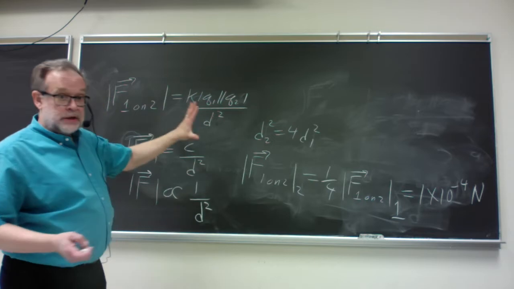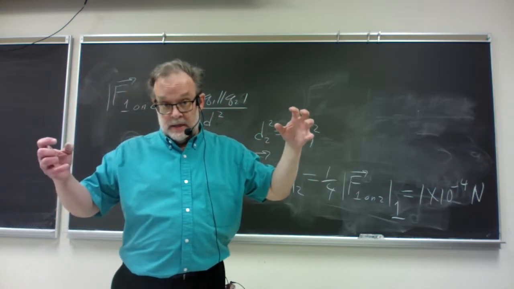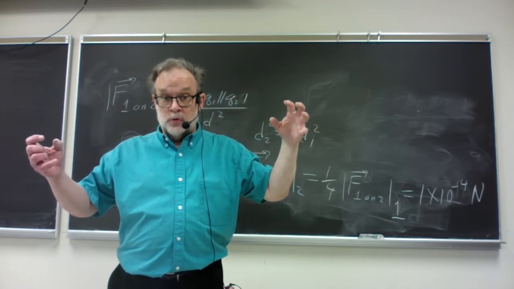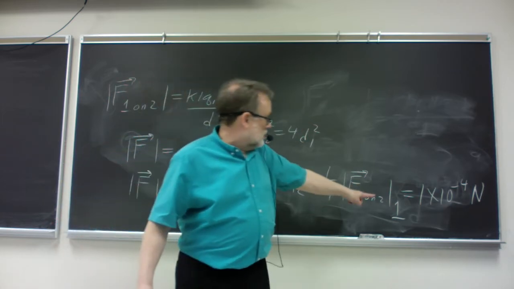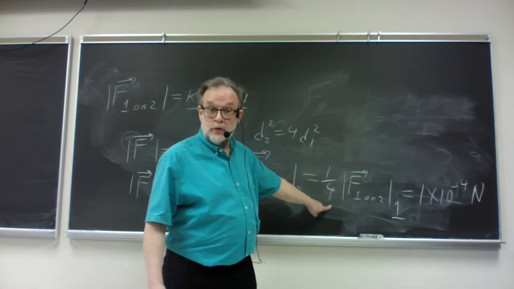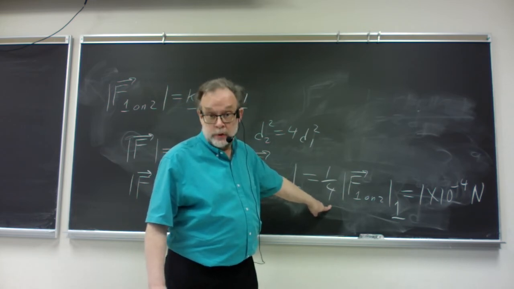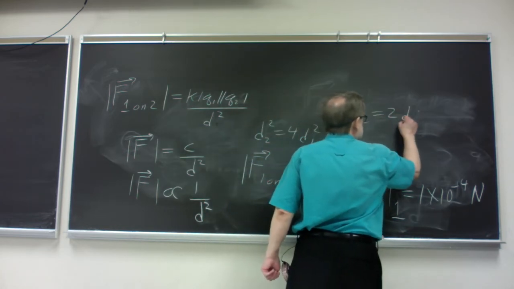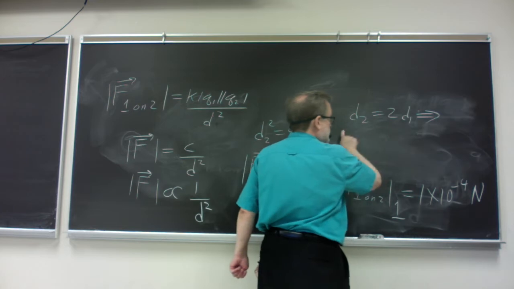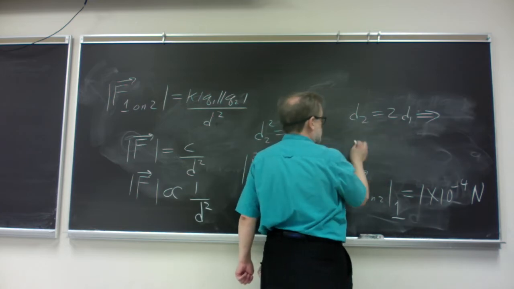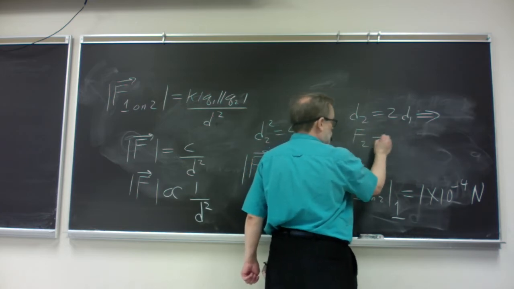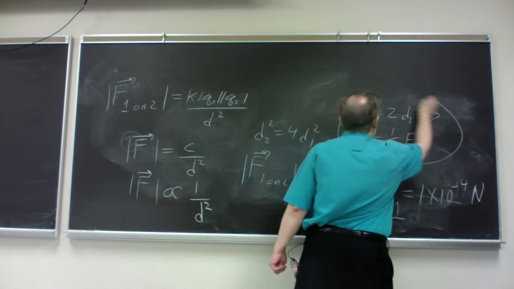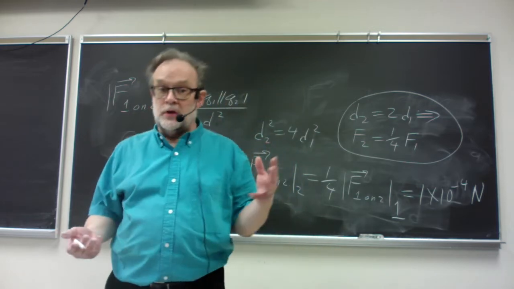What we did in this example was double the distance between the two charges. When you doubled the distance, the force was cut down to 1/4 of what it had been previously. So when you double the distance, the new distance is twice the old distance. That means the new force is cut down to 1/4 of what it had been. The new force is just 1/4 of the old force.